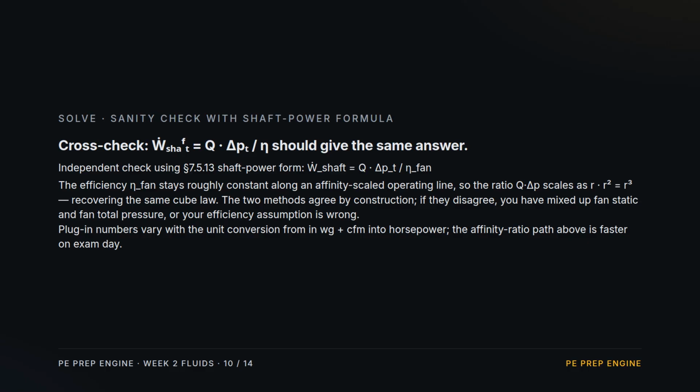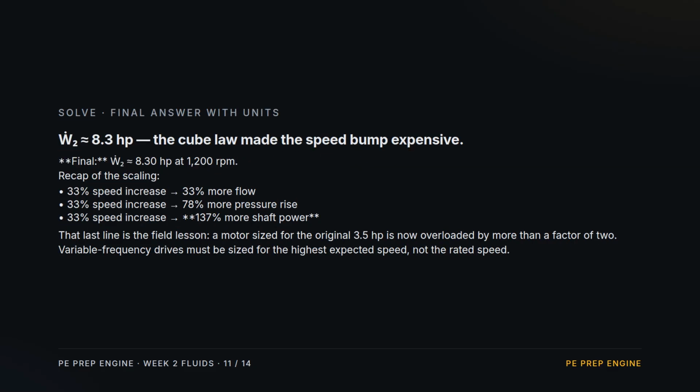Along an affinity scaled line, efficiency stays roughly constant. So Q times delta P scales as R cubed, the same cube law. If the 2 methods disagree, you've confused fan static with fan total, or the efficiency assumption is off. Final answer, about 8.3 brake horsepower at 1200 RPM.